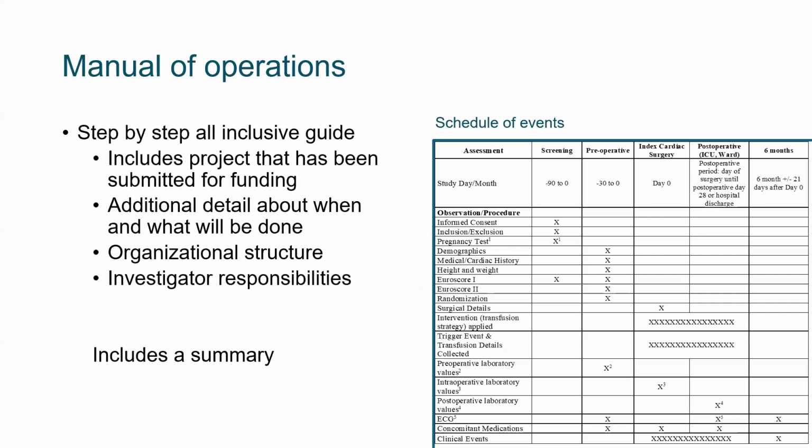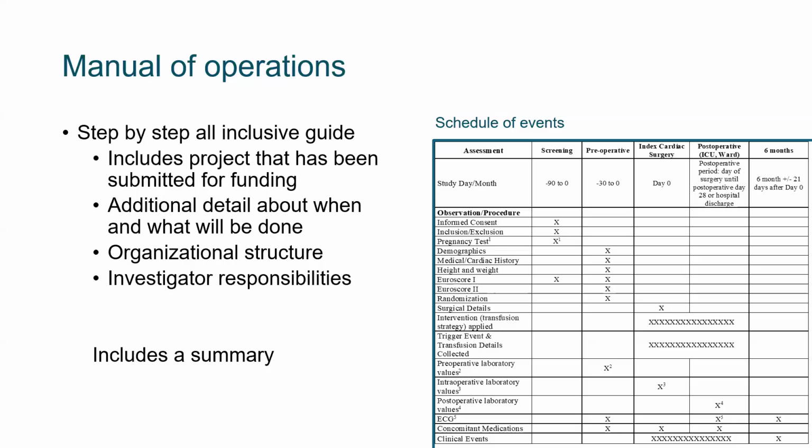So first is the manual of operations. The manual of operations is a step-by-step, all-inclusive guide, so that if you've, for instance, submitted to CIHR or Heart and Stroke or anyone else, you've included all aspects of what you included for that submission, plus more, a step-by-step guide as to what needs to be done, such as when should data be collected? How should it be collected? What potentially are barriers to collecting that data? What is the organizational structure of the study? What are the investigator responsibilities?